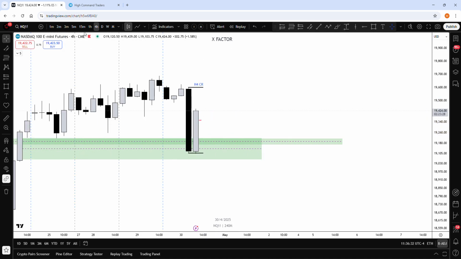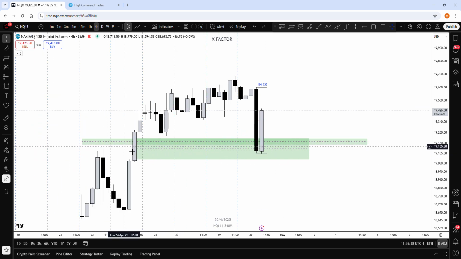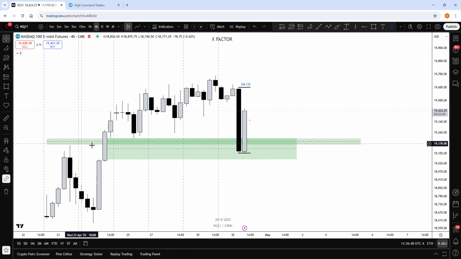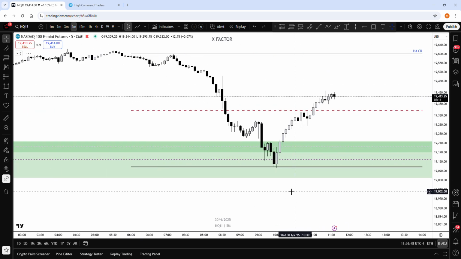Now, once that 10 a.m. opens, we are already in a PD array here. Nice daily fair value gap. We're getting a reaction and a nice H4. So you're going to go into your lower time frames, and you're going to go into basically what you prefer to be your entry model.